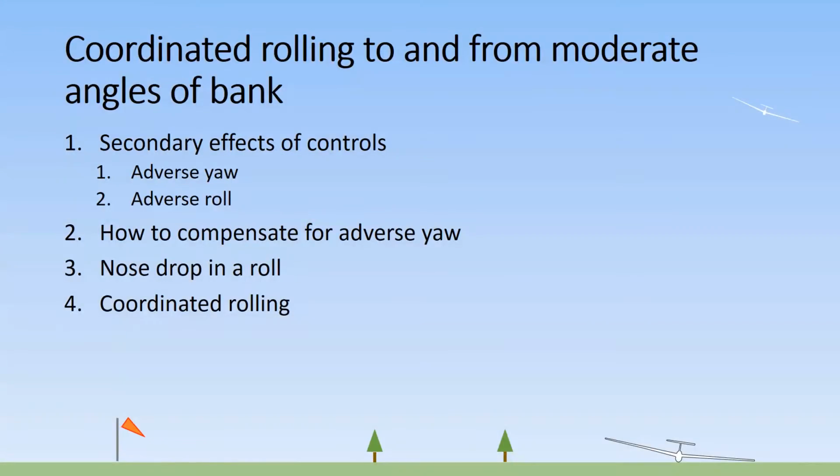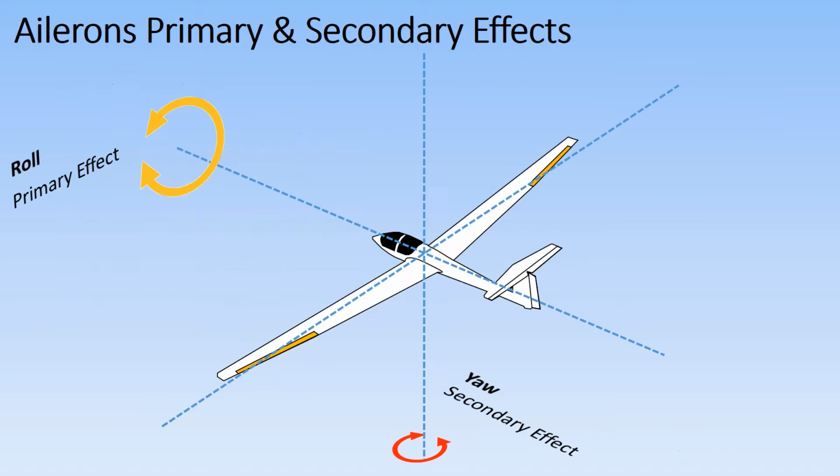In this briefing, we will cover how to roll to a moderate angle of bank, including the secondary effects of the controls and how to compensate for them. In the last briefing, we introduced that the primary effect of the aileron is to roll the glider. However, there is also a smaller secondary effect of yaw. We call this adverse yaw.